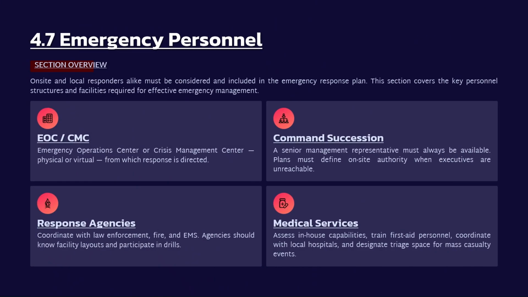Emergency response requires trained personnel with clearly defined responsibilities. One key group is the Emergency Operations Center or Crisis Management Center staff. These individuals coordinate the overall emergency response and support decision-making. Another important concept is command succession. Emergency plans must identify alternate leaders in case the primary decision-makers are unavailable during the incident. Organizations must also coordinate with external response agencies, such as fire departments, medical services, and law enforcement. Finally, medical services must be included in emergency planning. This may involve first aid teams, medical support personnel, or coordination with nearby hospitals. Having clearly identified emergency personnel ensures that response actions are organized and effective during crisis.